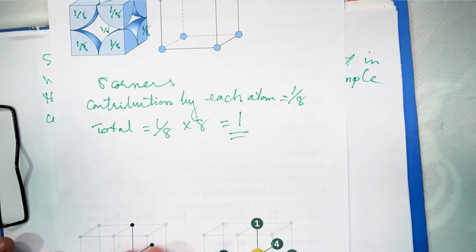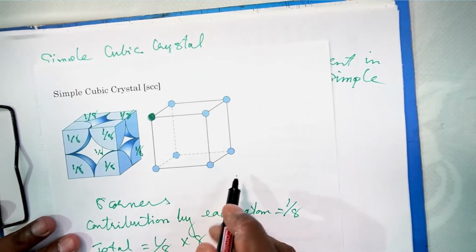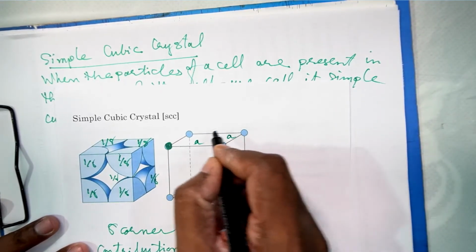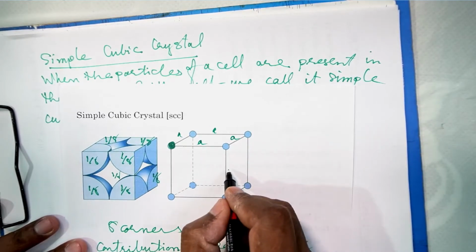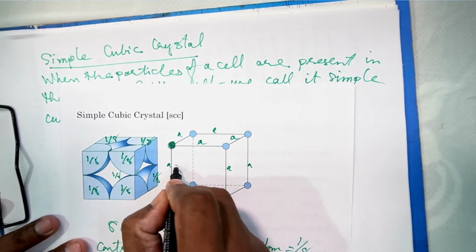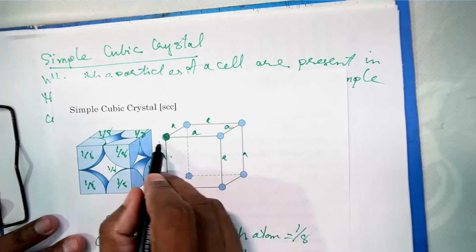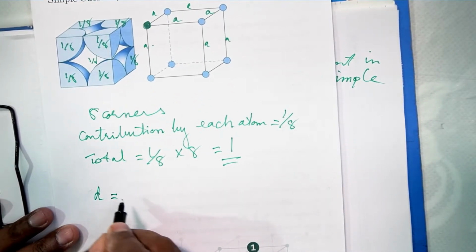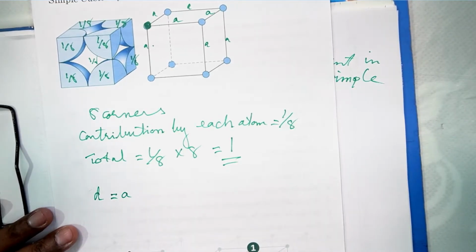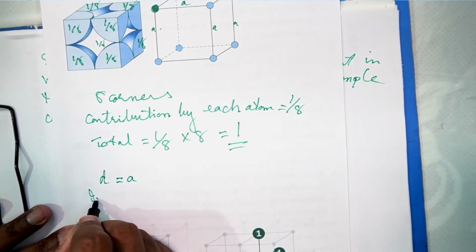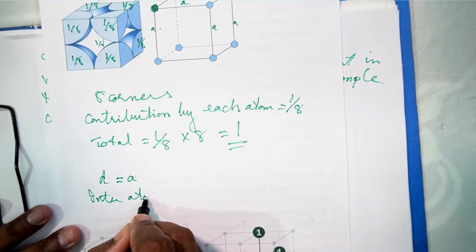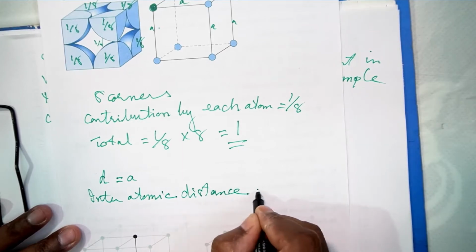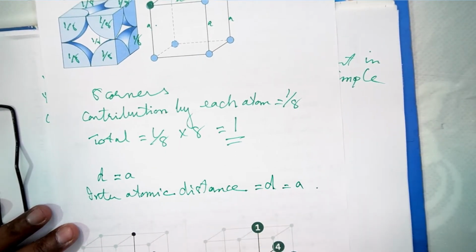Now let's see the edge distance. The edge is a. For a cube, each side is the same, a and a and a. So the distance between two neighboring atoms, distance d, is equal to a, or we can say the interatomic distance d is equal to a.